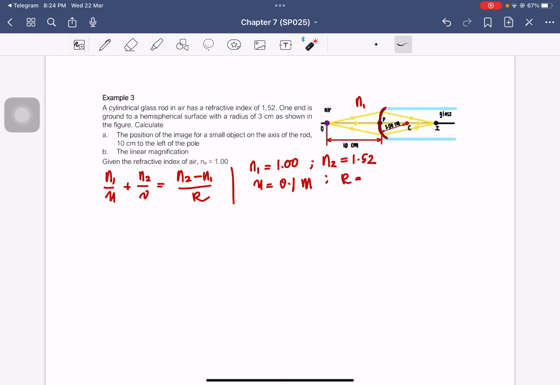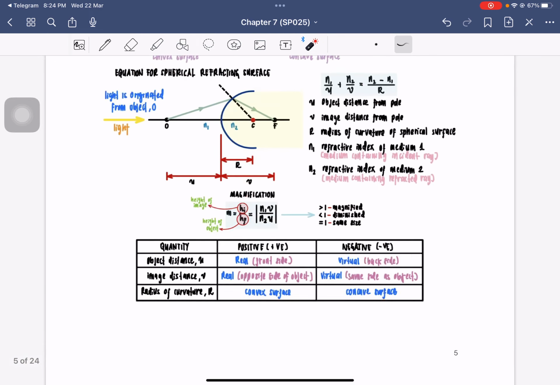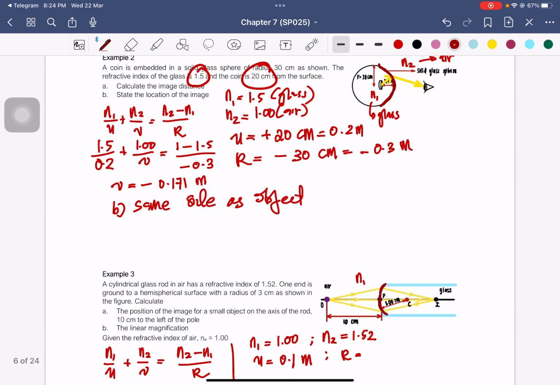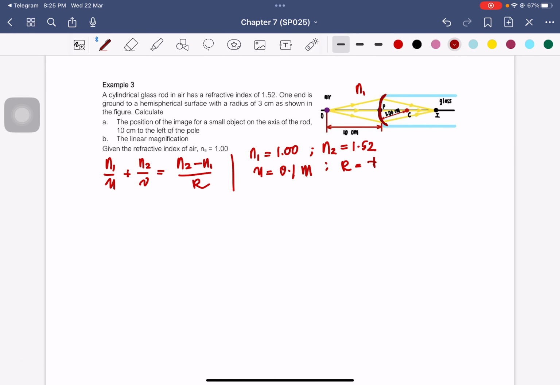Okay, so dia tengok dari the object. So from the object, dia pergi di sini. So what is this? This is a convex. So convex radius of curvature dia adalah positive. So it's gonna be positive 3 cm. So 0.03 lah. Positive 0.03 meter. Okay, so we have everything. So we just have to substitute that into the formula there.